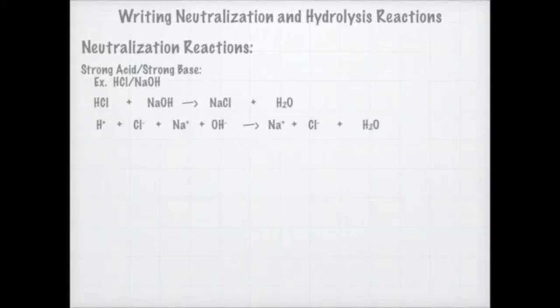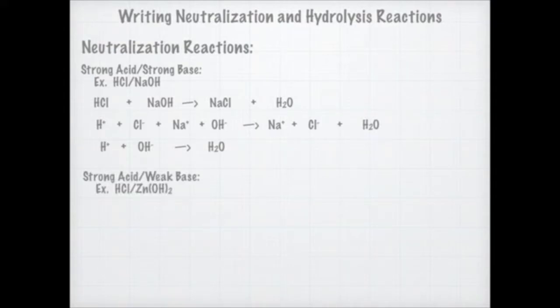To write your net ionic equation, you eliminate anything that stays the same on both sides, any spectator ions, so the sodium ions and the chloride ions are eliminated. Your net ionic reaction is hydrogen ions reacting with hydroxide ions to form water. That's all it is with a strong acid and a strong base, because you're able to eliminate two spectator ions.